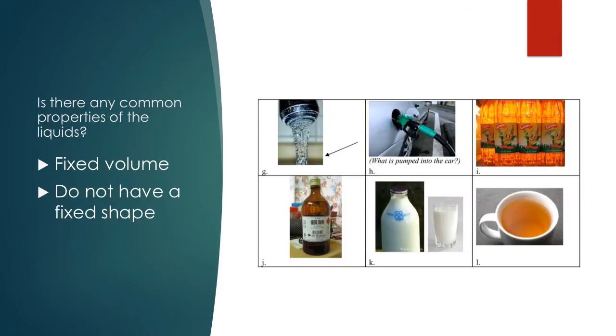How about liquids? Unlike solids, they do not have a fixed shape. Their shape, in fact, depends on the container. But still they have a fixed volume. How can we tell they have a fixed volume? Very simple. Try to think about it.